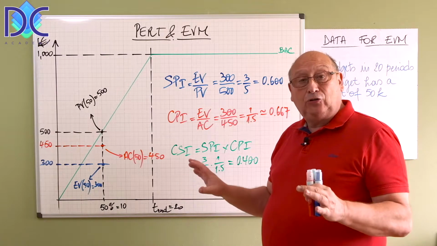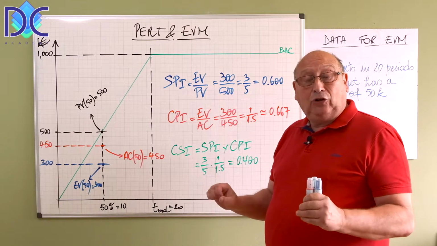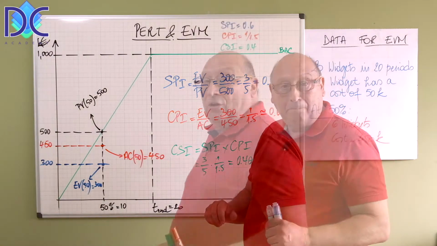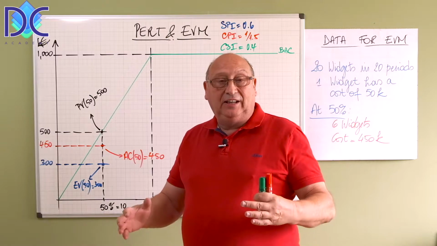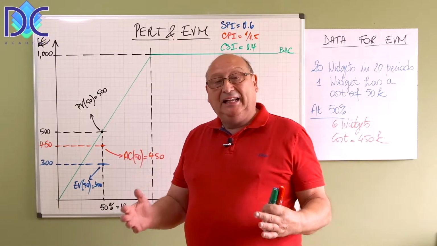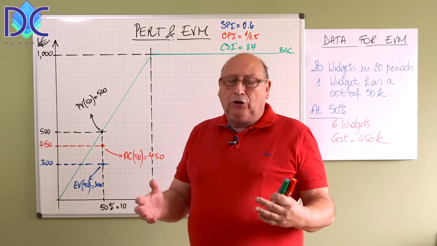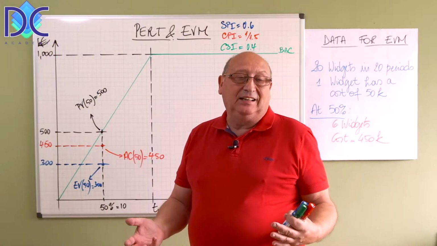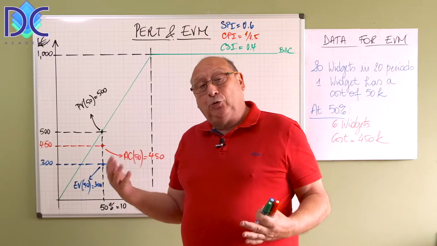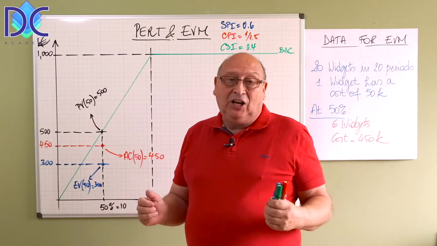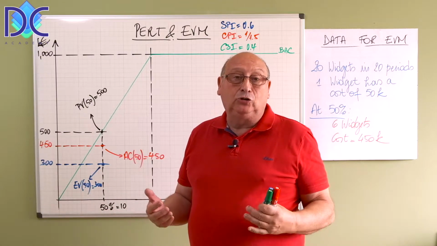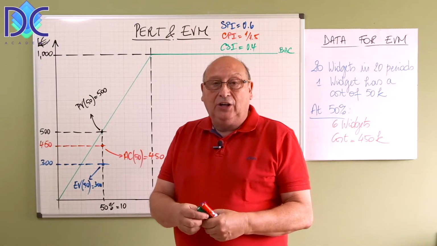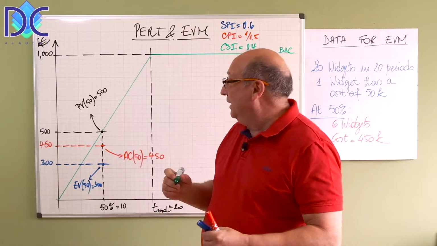And based on those, we can in fact calculate the different estimates at completion. So we calculated the SPI, the CPI, and the CSI. In order to calculate the estimates at completion, we don't need this SPI, but we have it here anyway. We did need the calculations to calculate the CSI. Let's now look at the optimistic estimate.